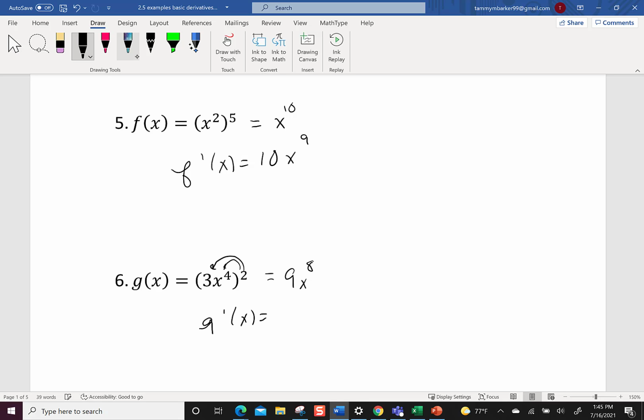G prime of x, then, will be 9 times 8 is 72. X, I subtract 1, so my new power is 7.